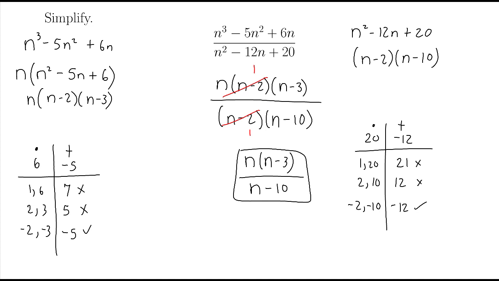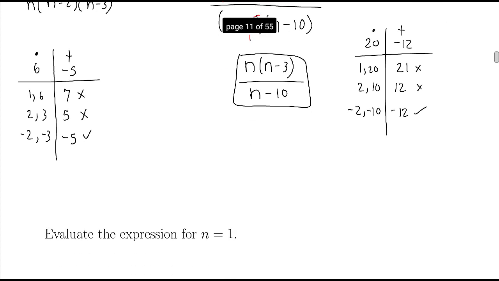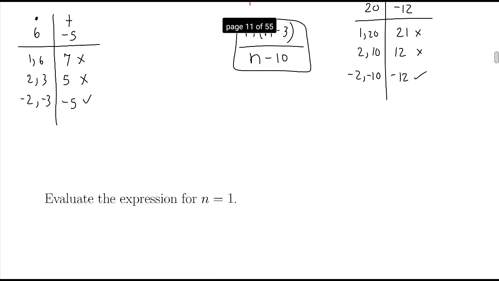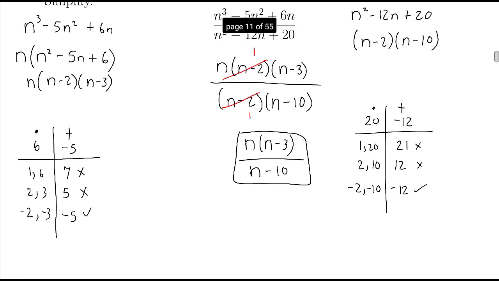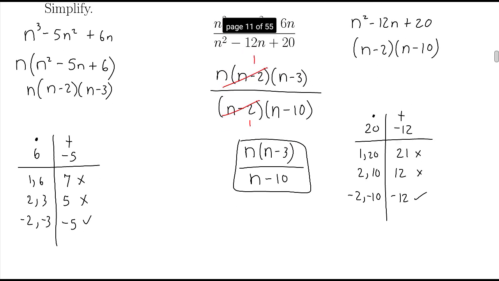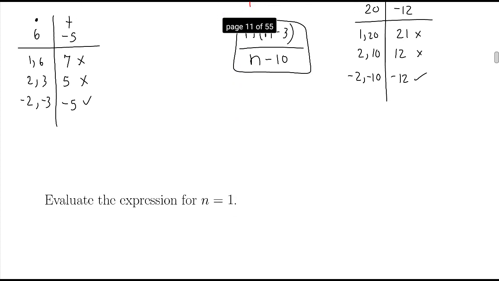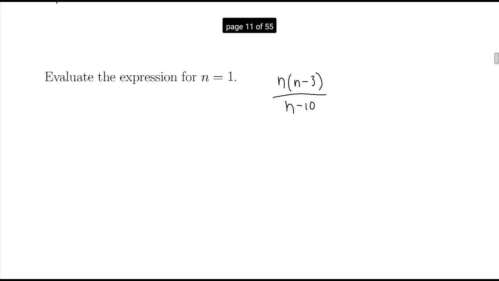Okay, so now let's evaluate the expression for when n is 1. Well, we'll go and plug 1 in. And you can plug 1 into any of these expressions. But typically, we should go with the last one because we're less likely to make a mistake. It's less complicated. N times n minus 3 over n minus 10. All right, let me go and plug in 1 now.